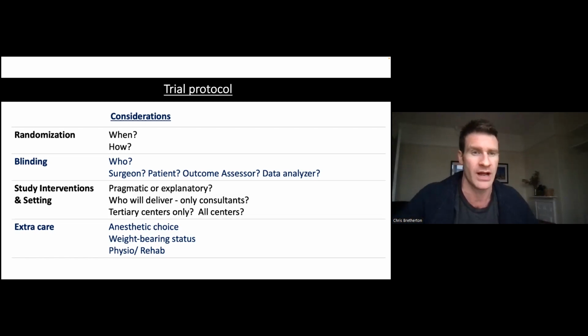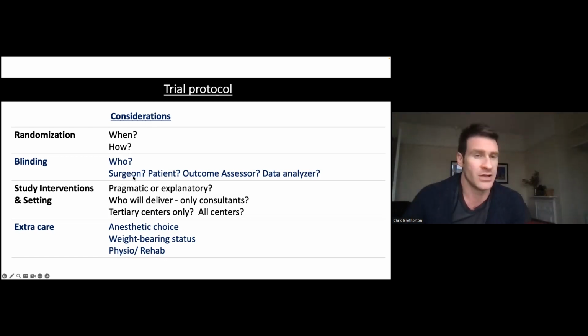About when to randomize. And then blinding as well. You might hear about a single blind trial or a double blind trial. Really, when you're reporting a trial, you want to say who was blinded. So you might want to say this was a surgeon, patient, and outcome assessor blinded trial, because all of those different things will have different influences and different bias.